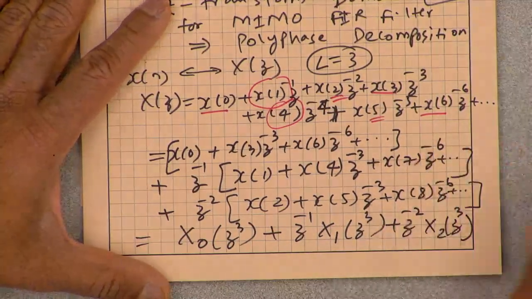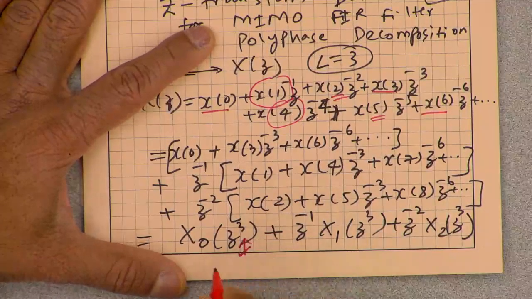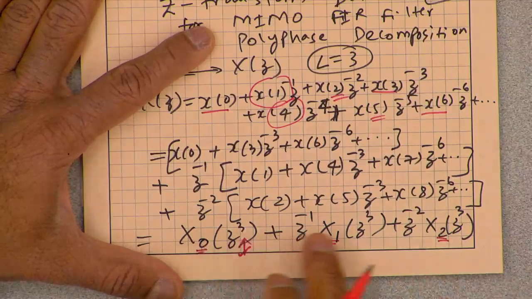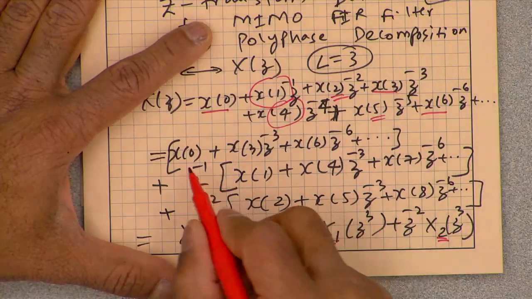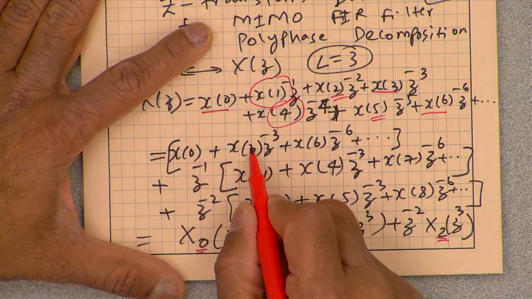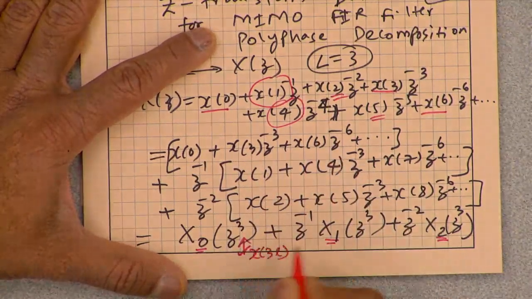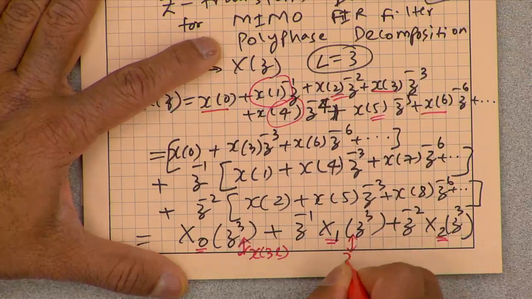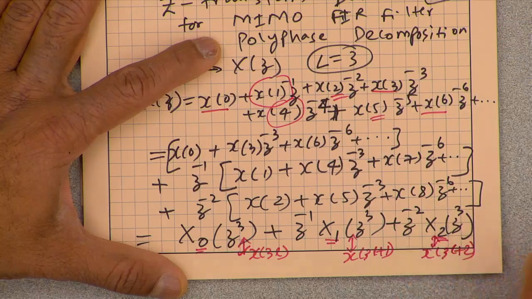We are saying first of all that these phases 0, 1 and 2 represent three phases: phase 0, phase 1, phase 2. X0(z cubed) represents the sample numbers 3L, and this is the Z transform of x[3L]. X1(z cubed) is the Z transform of x[3L plus 1], and X2 is the Z transform of x[3L plus 2].